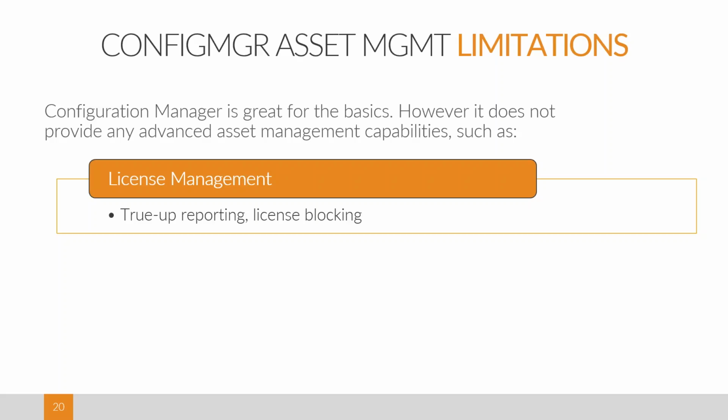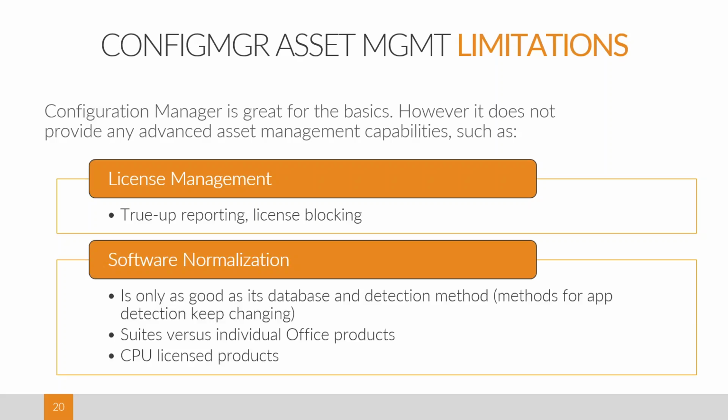That will let you do reporting on what you think you have versus what Config Manager says you have, but there's no license blocking, and even the Configuration Manager product group and the TechNet docs tell you not to rely on this license capability for true-up reporting. You need to have some additional functionality there to do true-up reporting. So it's not really designed for that.